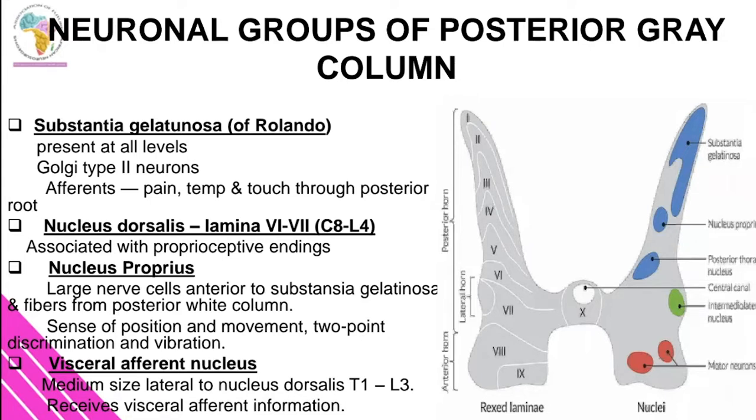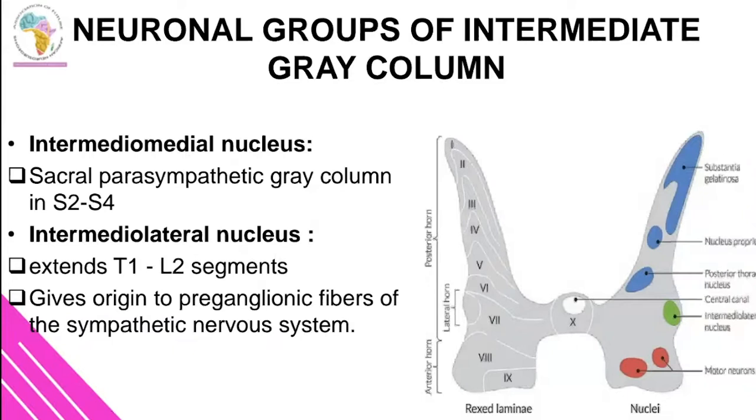Then the last part I want us to talk about is the nucleus. Yeah, it is lateral to the nucleus dorsalis, that is at T1 to T3. Yeah. Then we further have the intermediate gray column. The lateral gray column is made up of the medial nucleus, which gives rise to the sacral parasympathetic gray column between S2 and S4.